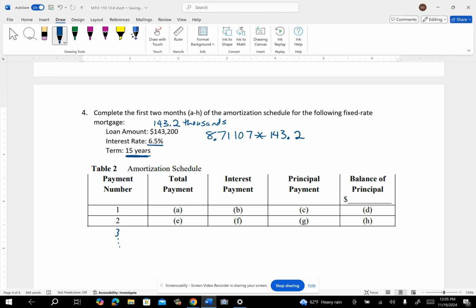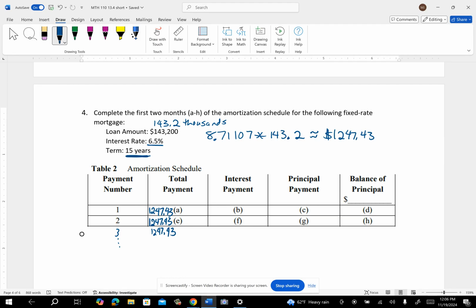So I'm taking that 8.71107 times 143.2, and I'd get the total of my mortgage payment. That would be $1,247.43. That would be both A and E. We know every month, except for maybe the very last one, you'd pay $1,247.43. The very last one, they're going to adjust for any little round-off errors.